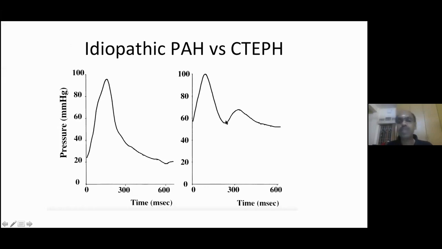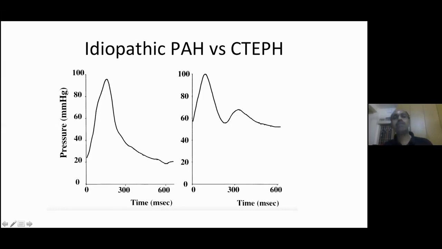What happens in idiopathic pulmonary arterial hypertension? In diastole, when the semilunar valve is closed, still the vascular resistance is so high that there is no runoff from the central pulmonary artery into the periphery, thereby resulting in a second hump on the PA pressures. And so the PA mean pressure as well as the PA diastolic pressure remains significantly high. In chronic thromboembolic PAH, which is similar to peripheral pulmonary artery stenosis, the PA diastolic pressure is very low.